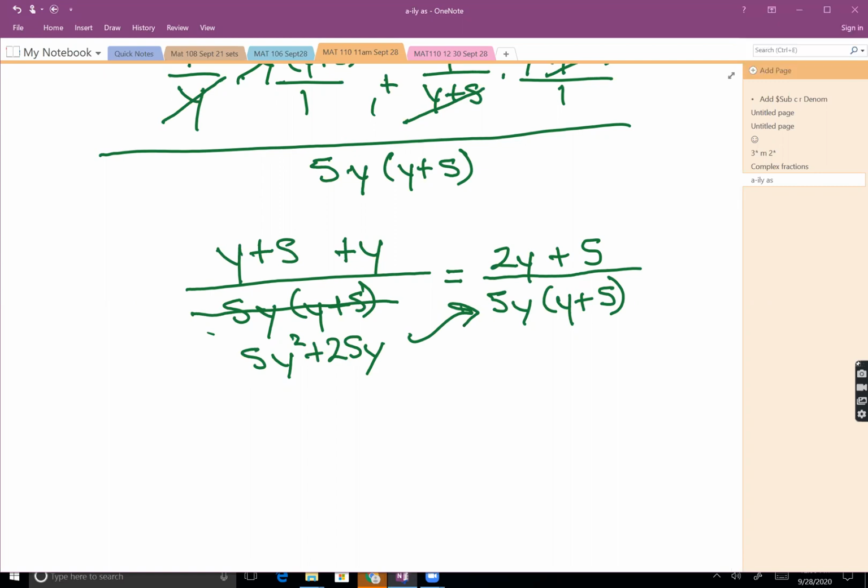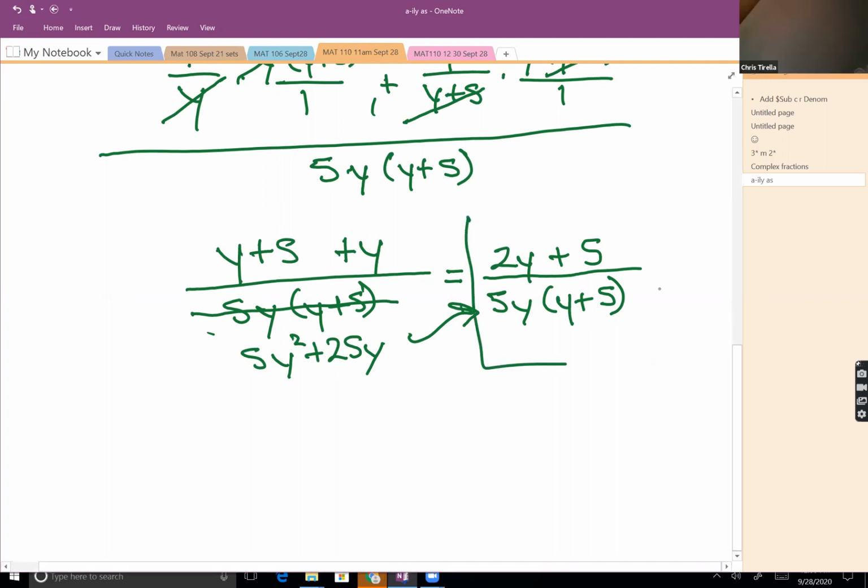Okay? And does 2y plus 5 factor? No. And so that's my final answer. And so those are your complex fractions. Any questions?